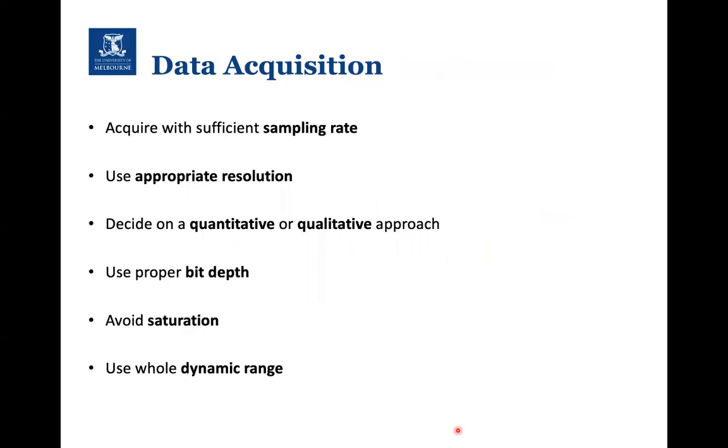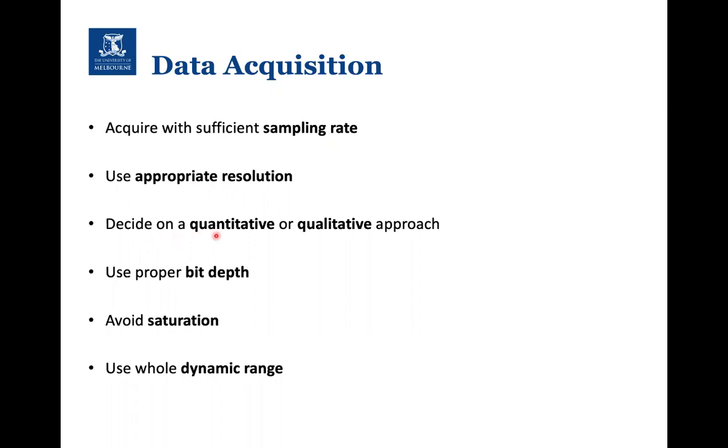Data acquisition: we've covered a lot of this already in the confocal part that we've already discussed today. So sufficient sampling rate, that's your Nyquist rate, making sure you've got the appropriate number of pixels for what you're trying to resolve within your image. Again, appropriate resolution. I'd also say magnification in there.